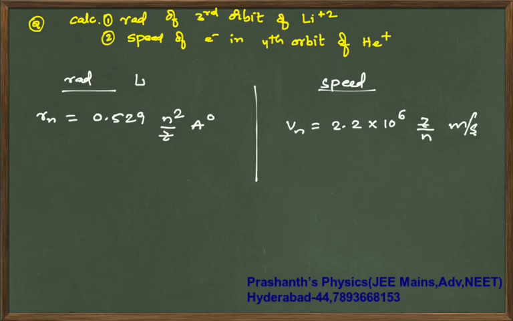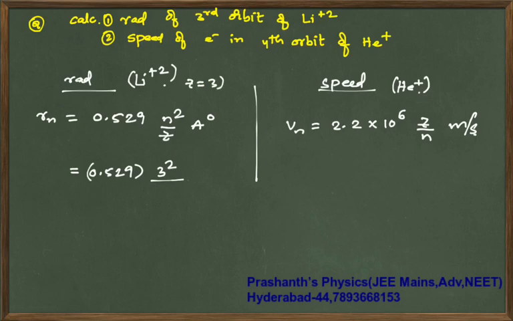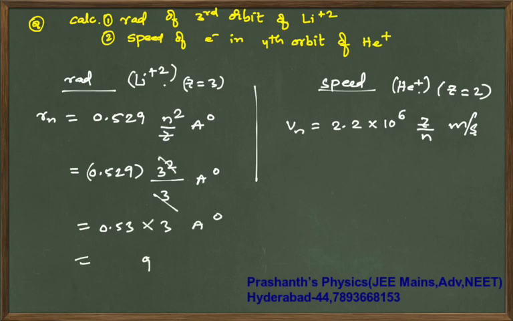Okay. So for lithium, what is the value? For helium, what is the value? That is important. For lithium, nth orbit means third orbit, so 3 square by z value. For lithium, z value is 3. Lithium z is equal to 3, helium z is equal to 2. So it is 3 square by 3 Armstrongs. You can write it as 0.53. 3 will go off into 3 Armstrongs. 3 3s are 9, 3 5s are 15, 1.59 Armstrongs.